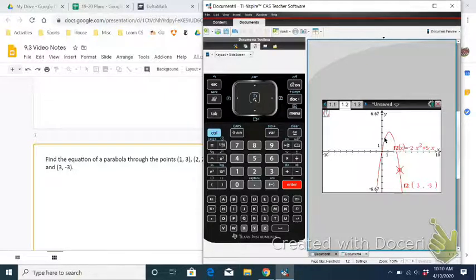Since the general form of a quadratic has 3 variables, a, b, and c, you need 3 points to find the equation of a parabola. So with only 3 points you can find the equation of a parabola.